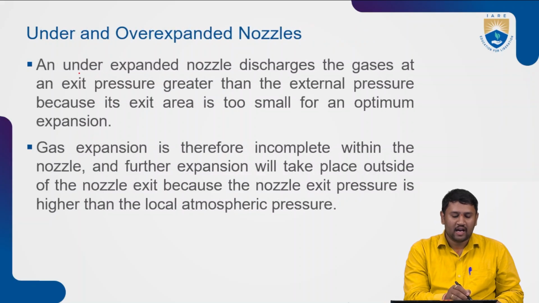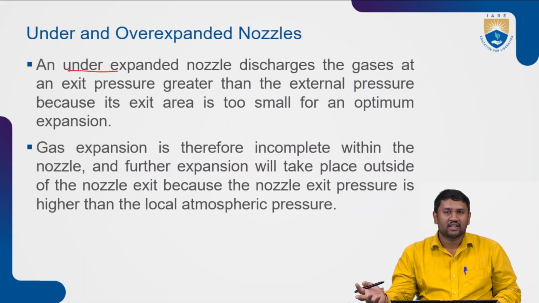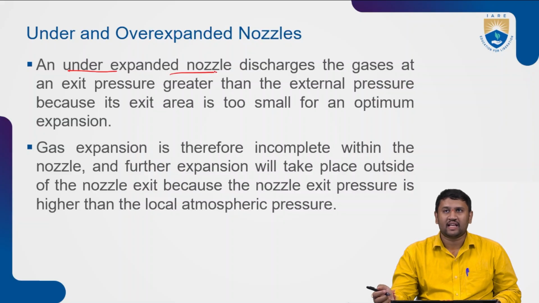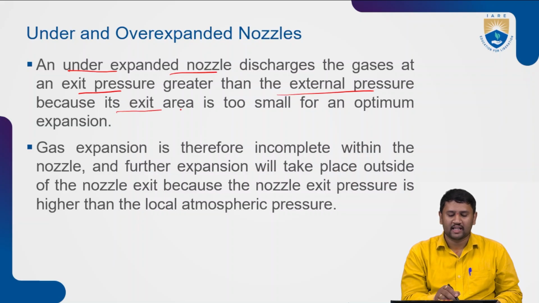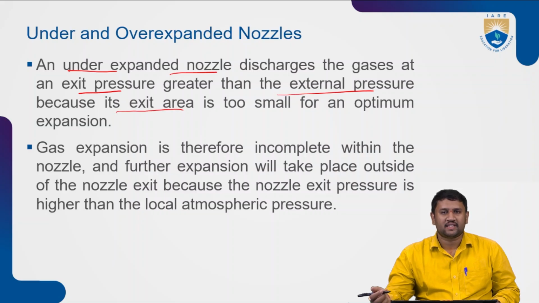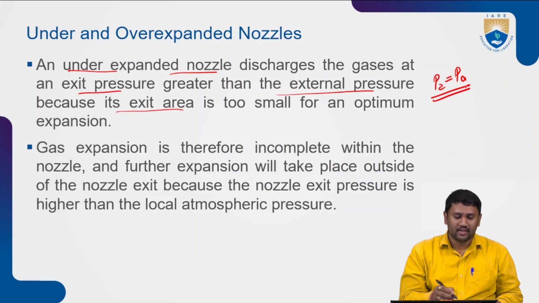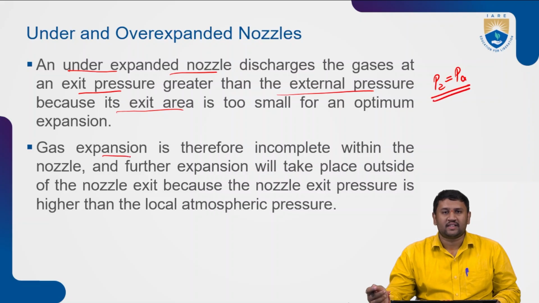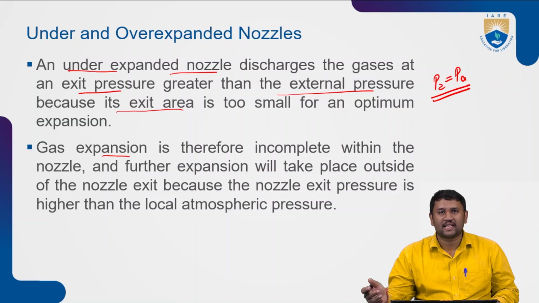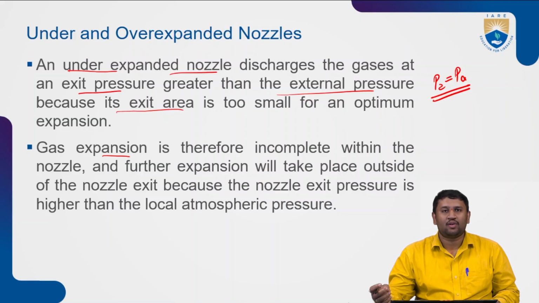Now, coming to our next topic in understanding the nozzle characteristics, we will be going through the under as well as over expanded nozzles. An under expanded nozzle discharges the gases at an exit pressure greater than the external pressure because the exit area is too small for an optimal expansion. What is our case for optimal expansion? It is nothing but P2, the exhaust pressure, being equal to the ambient pressure. A gas expansion is therefore incomplete within the nozzle, and a further expansion will take place outside the nozzle exit because the nozzle exit pressure is higher than the local atmospheric pressure.